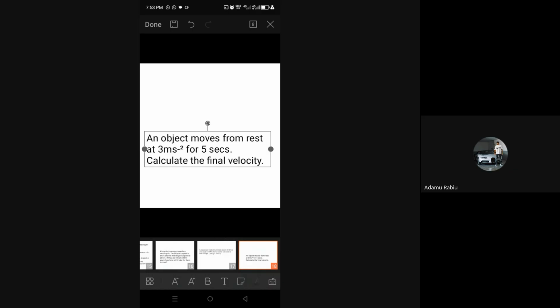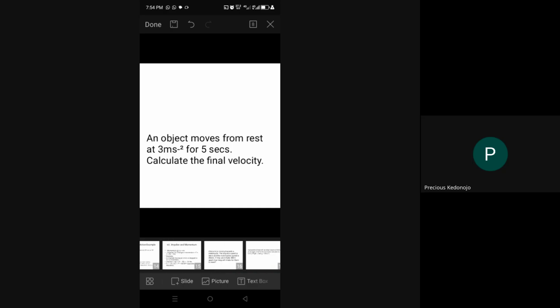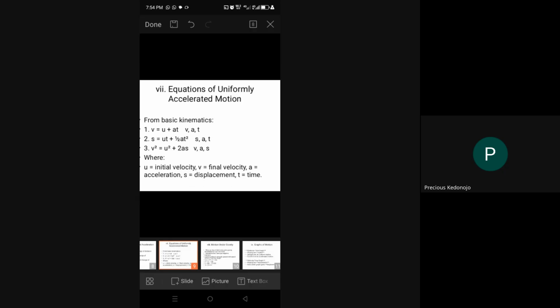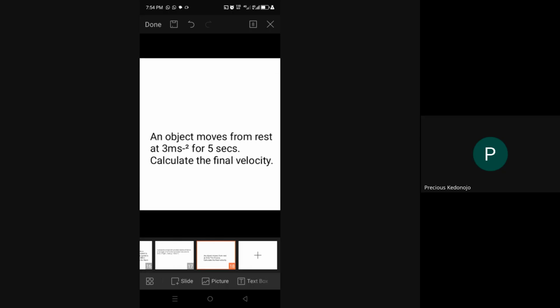Motion from rest. Your time is counting. It's counting already. Please. Remember what I told you about those 3 equations of motion and when to apply them. So look at what you have in the question. You will know which of these 3 equations will fit in solving that question. So this is the question again.